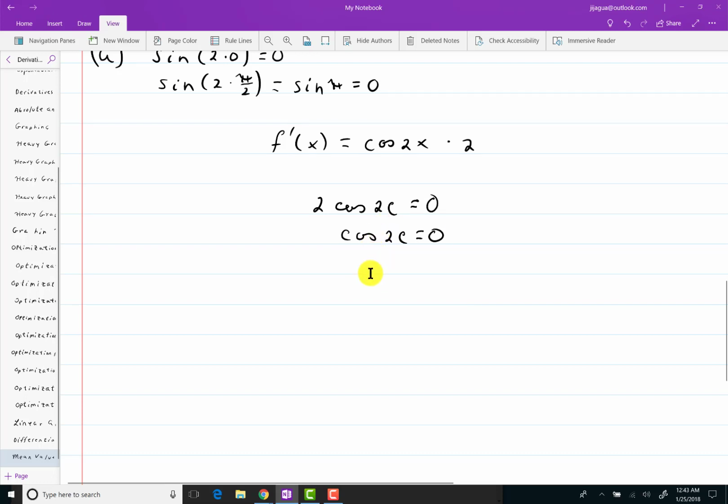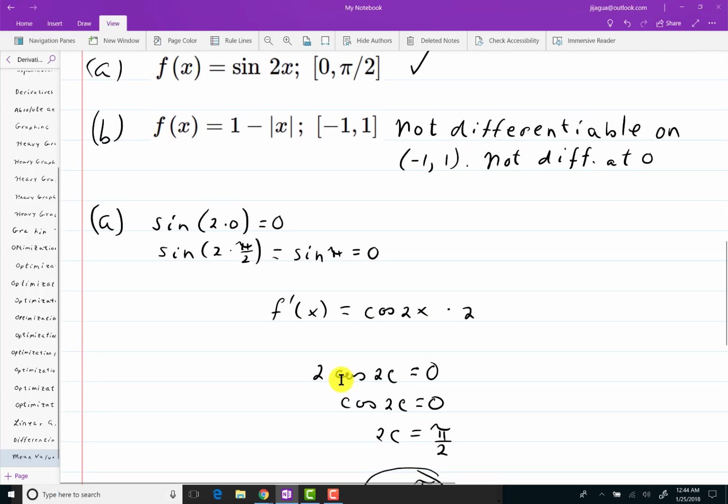Where's the first place where cosine is 0? Cosine is 0 at pi over 2. So that says that 2c equals pi over 2. And then I can divide by 2 to get c equals pi over 4. So there we go. That is, in fact, in the open interval from 0 to pi over 2.